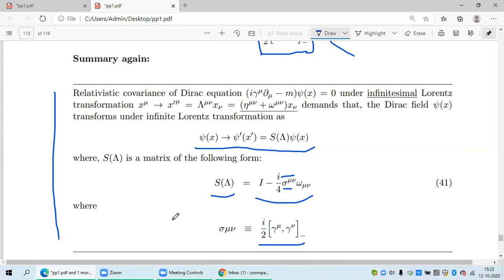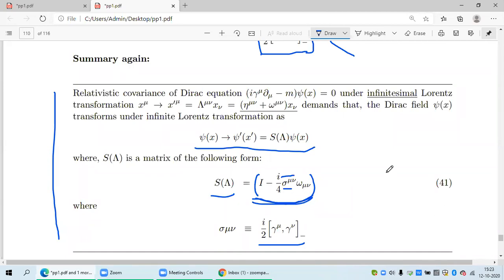So when you deal with a problem, in some cases you need to use the explicit form of this matrix. Then you have to use this for the infinitesimal Lorentz transformation. For a finite Lorentz transformation, it will just be successive products of this. There is no point in studying a finite Lorentz transformation separately, because many such successive transformations of this will give you the finite Lorentz transformation.